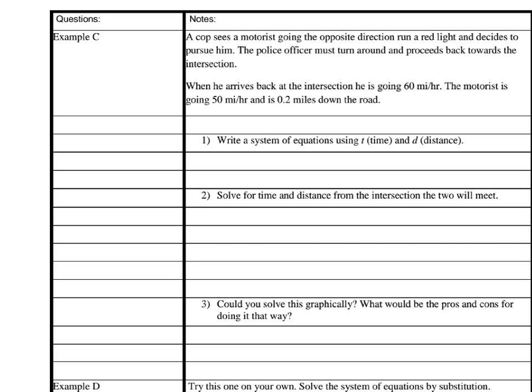Alright, example C. A cop sees a motorist going the opposite direction run a red light, and decides to pursue him. The police officer must turn around and proceed back towards the intersection. When he arrives back at the intersection, he is going 60 miles an hour. The motorist is going 50 miles an hour and is 0.2 miles down the road. Write a system of equations using t for time and d for distance.